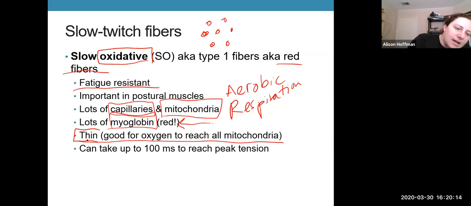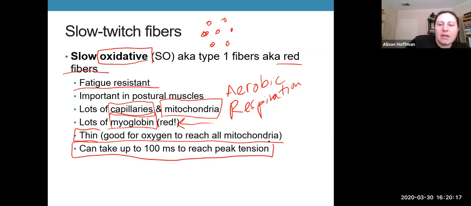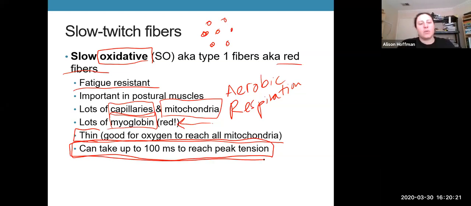So the downside, it's not really a downside, but the one thing about them is that it can take up to 100 milliseconds for them to reach peak tension, which is pretty slow for skeletal muscle. So this is where we get the slow part of their name. And then oxidative comes from the fact that they're always using oxygen. So they're efficient. It takes them a while to build up to peak tension, but they can also last for a really long time. So these are our endurance muscle fibers.